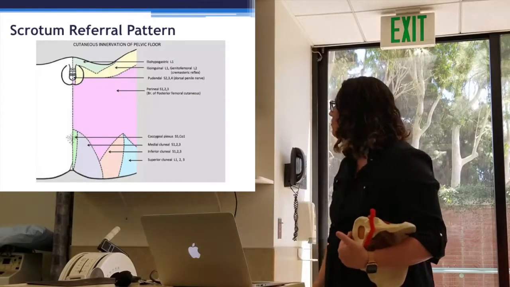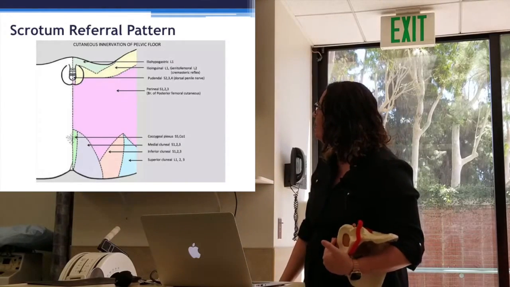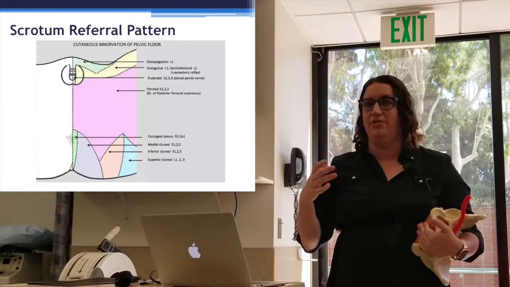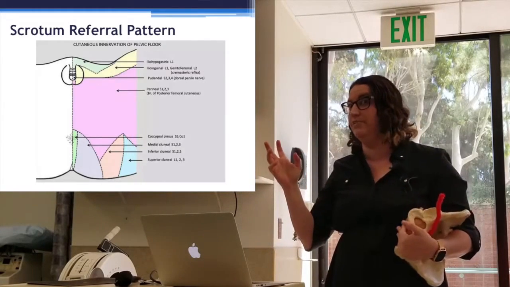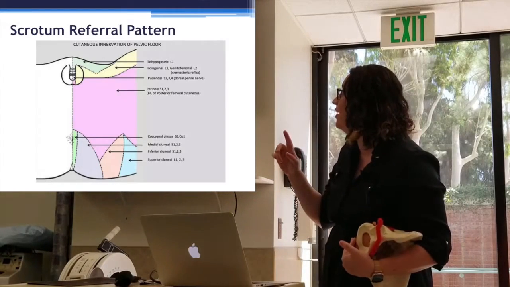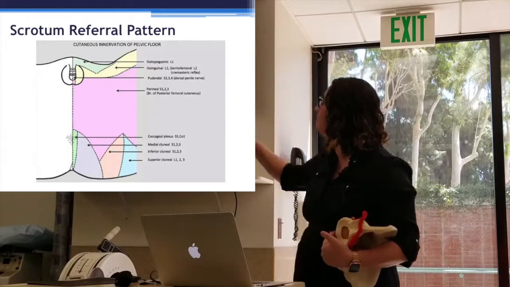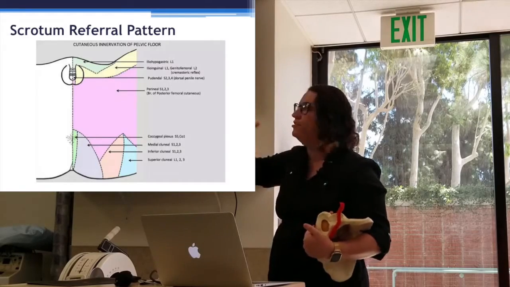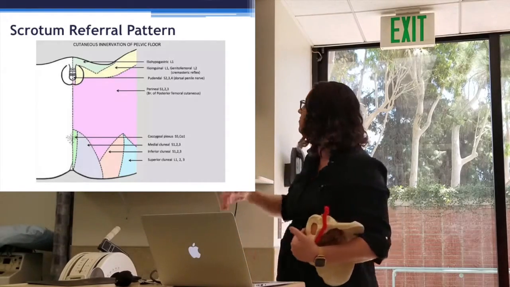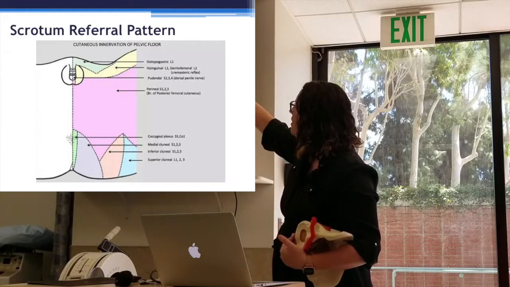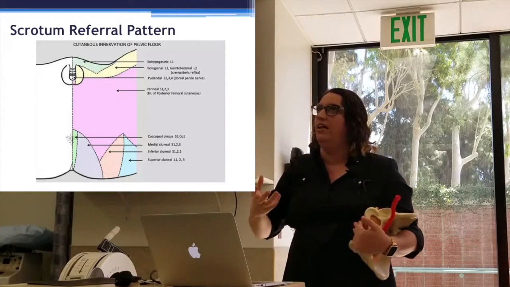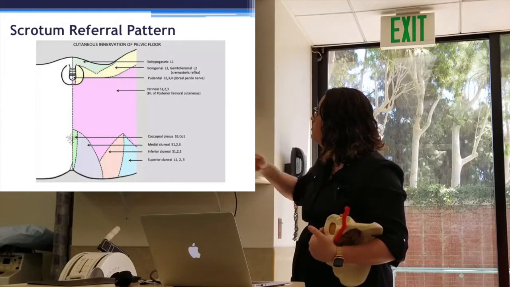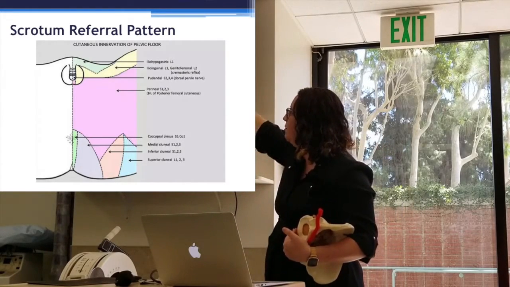Okay, so the scrotum referral pattern. This is a little bit hard to see, but this is a peripheral sensory nerve map of some of the nerves that we've already talked about and some that we haven't talked about yet. Dead center is going to be our pudendal nerve. The iliohypogastric gets the mons pubis area for this gentleman, and the ilioinguinal gets the top part of the scrotum and the base of the penis. And then our posterior femoral cutaneous nerve is going to get that entire purple area.